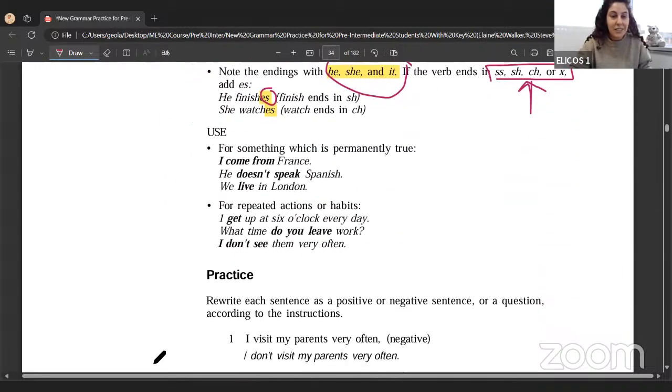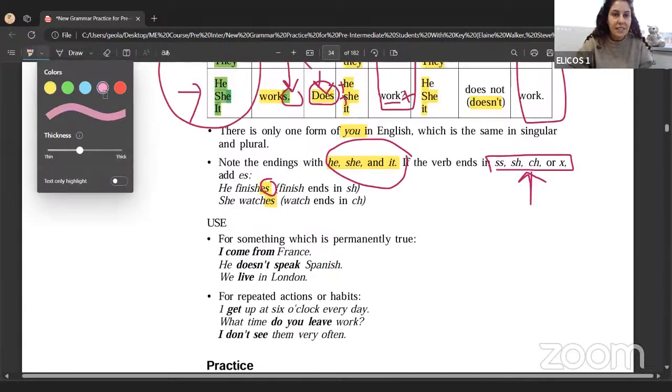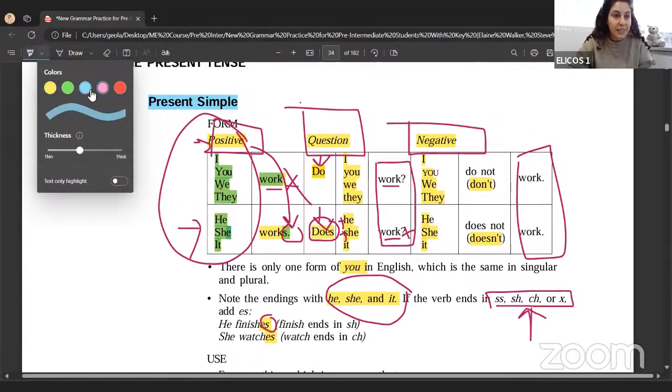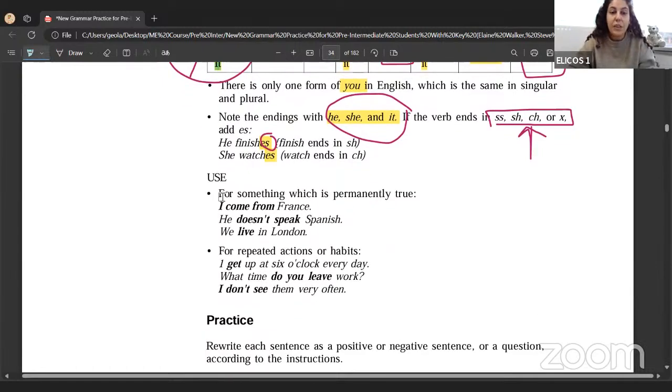So let's look at some more rules before we practice. We call this the present simple. Present means now. Simple, because these are just the simple rules, because then you have another way to talk in the present. So this is just the first one. It's called the present simple. We use it for something which is permanently true. All that means is true information.